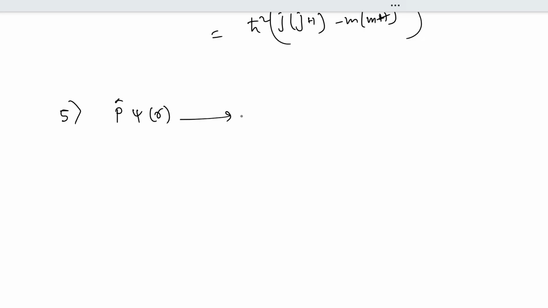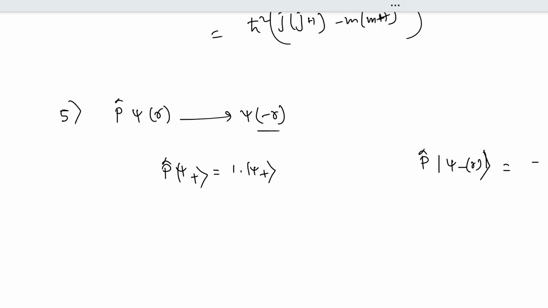So for the parity operator, you know the rule already, that if this is a parity operator P, and it acts on a state psi of r, it will take the state to psi of minus r. So it takes r to minus r. Now if it is stated that psi plus and psi minus are the eigenstates of the parity with even and odd parity, that means that here the eigenvalue for even parity is plus 1. And for the odd parity, for psi minus r, the eigenvalue is minus 1. Right, because they are eigenvalue equations.